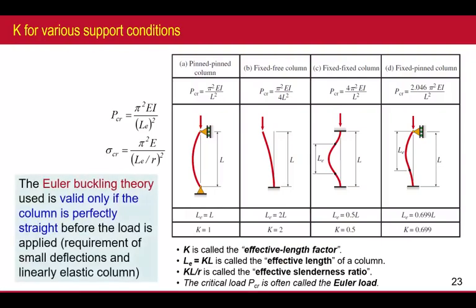But remember one thing, I put a text here. The Euler buckling theory used is valid only if the column is perfectly straight before the load is applied. So that means we need to consider this is linear elastic behavior with only small deflection. Otherwise, there's no meaning to the values.